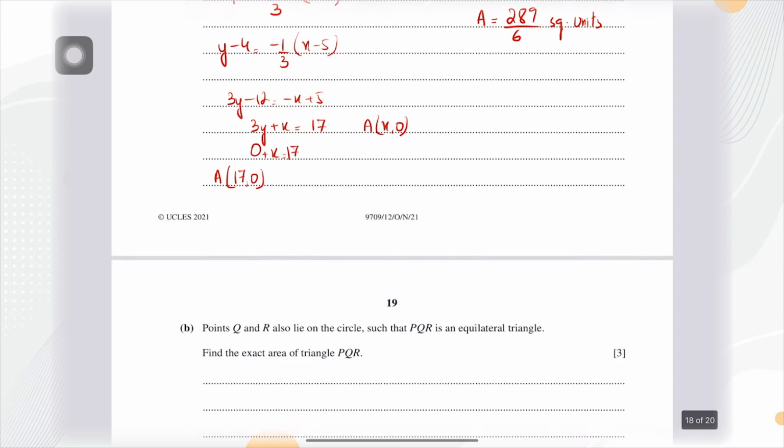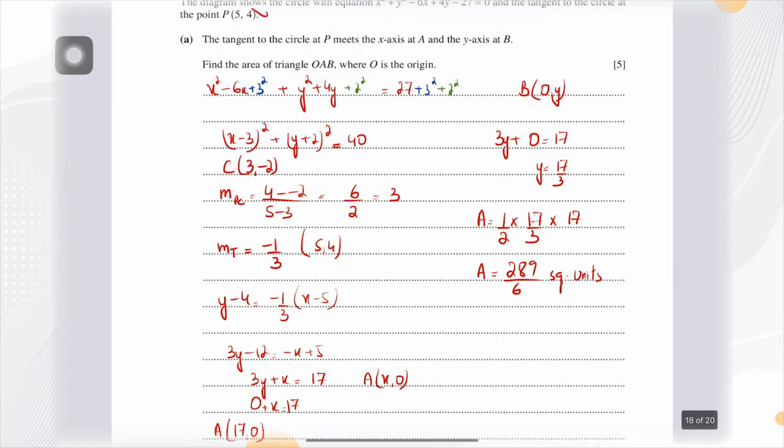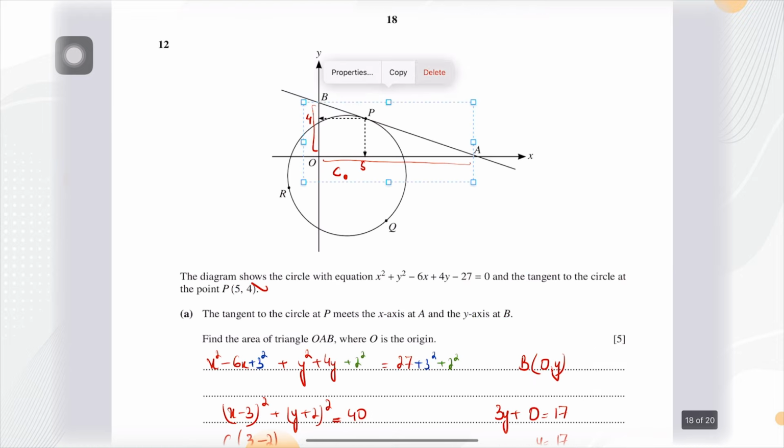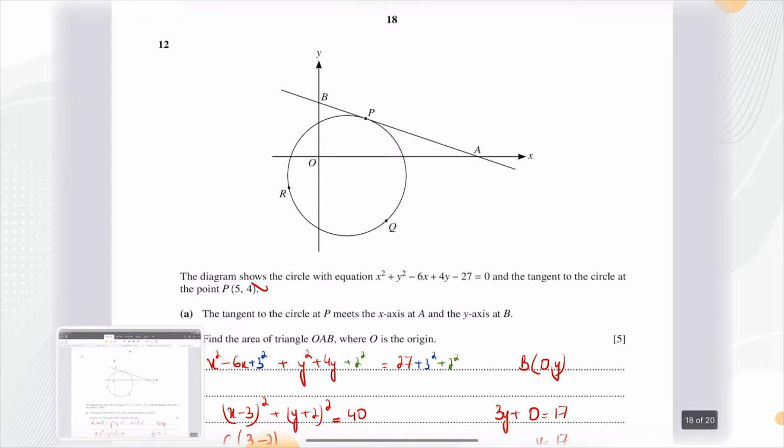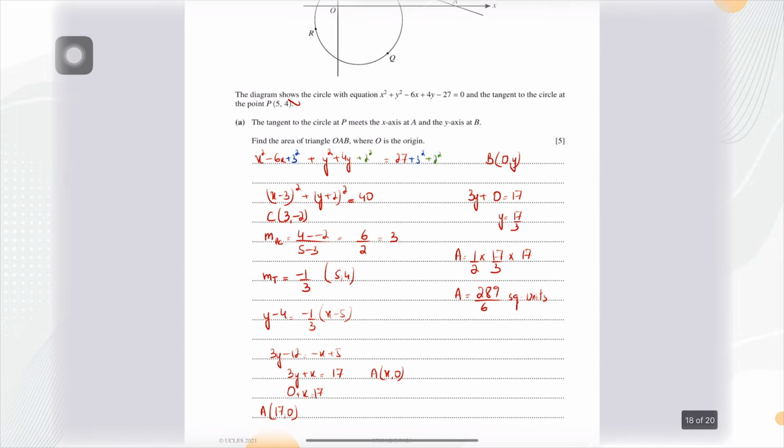Now it says points Q and R also lie on the circle such that PQR is an equilateral triangle. Can you show me B's work? Basically B is (0, y), so you plug in 0 in place of x in this equation and solve for y, and you get 17 upon 3.